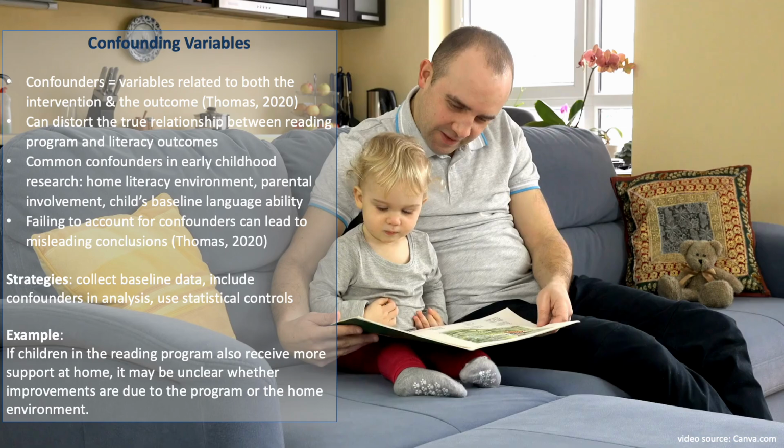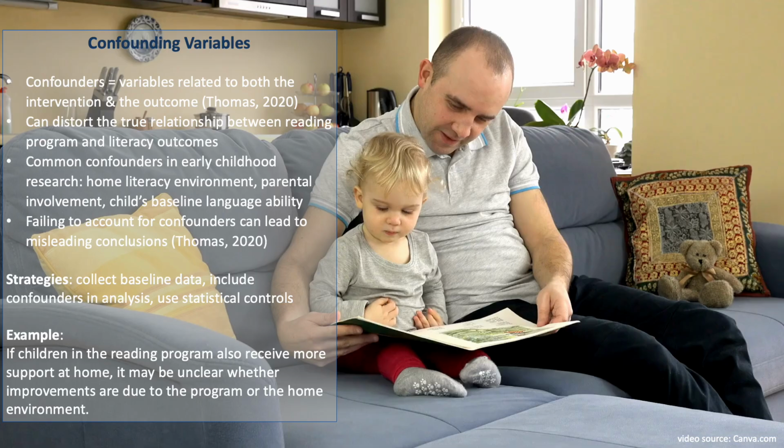For example, children who are enrolled in the program might also come from homes where parents regularly read to them or where there are more books and language-rich activities. If we don't account for these kinds of factors, it becomes hard to know whether the improvement in literacy is due to the program itself or the child's home environment. And that's a classic example of a confounding variable. Other possible confounders might include the child's baseline language ability, teacher quality, or prior exposure to learning programs.